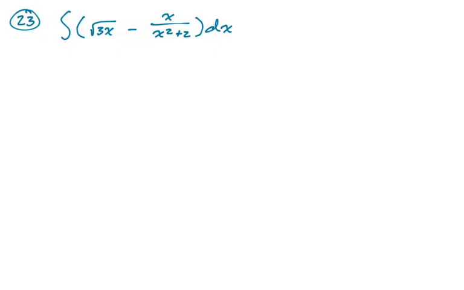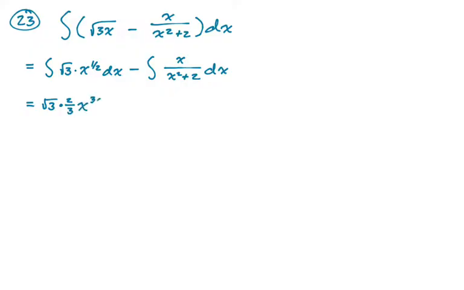So I'm going to rewrite this thing. Radical 3x I don't like. I'd rather have it be radical 3 times x to the 1/2, just because I think it's a little clearer and I'm going to be able to reverse the power rule. So this will become radical 3 plus 1 times the reciprocal. So 1/2 plus 1 is 3/2. So 2/3 and then x to the 3/2.